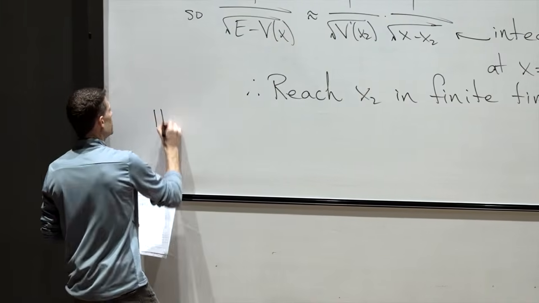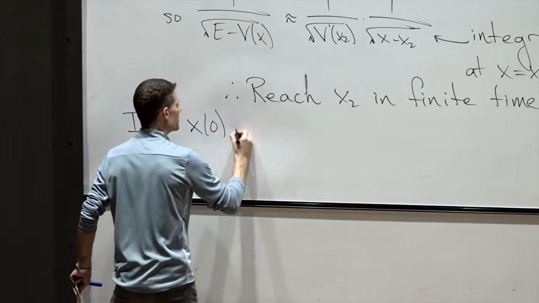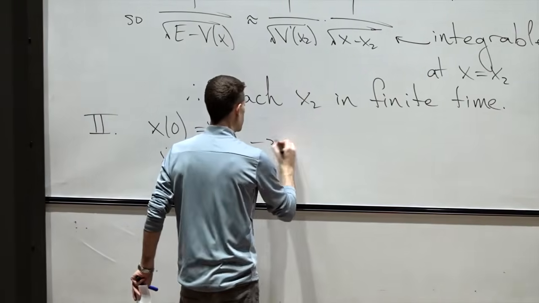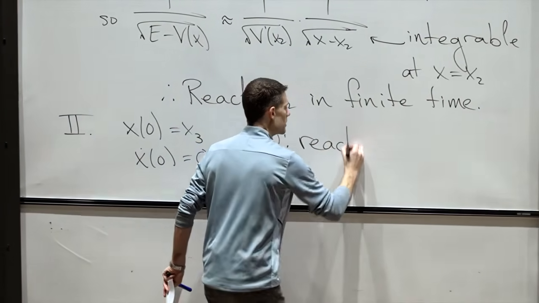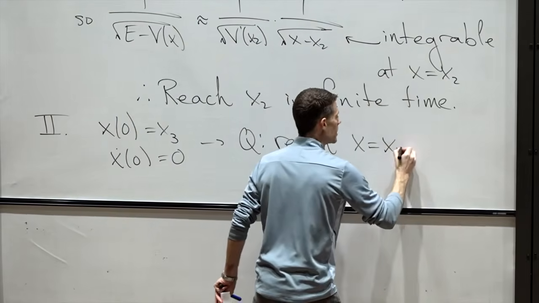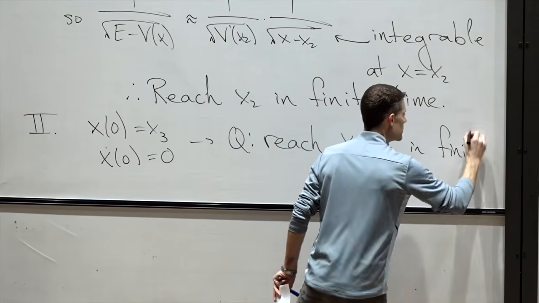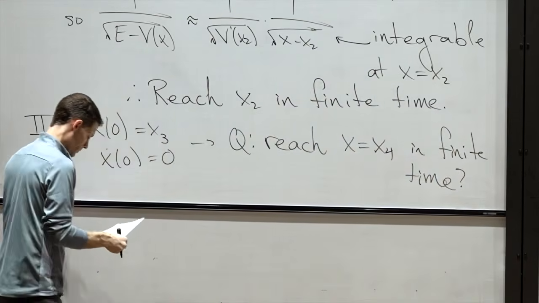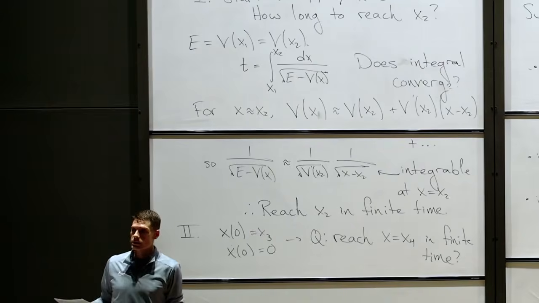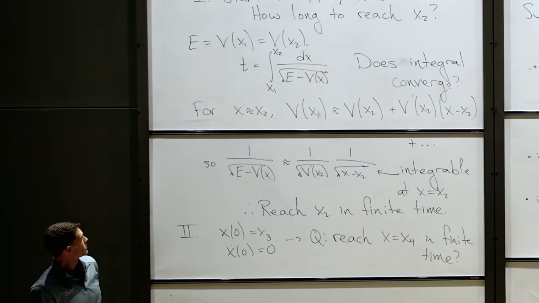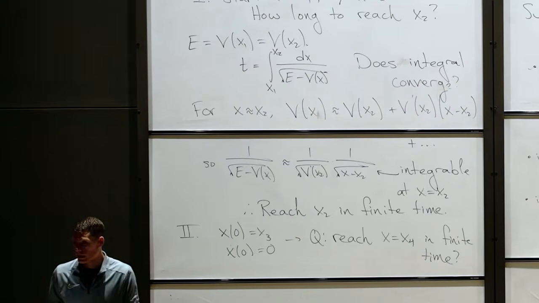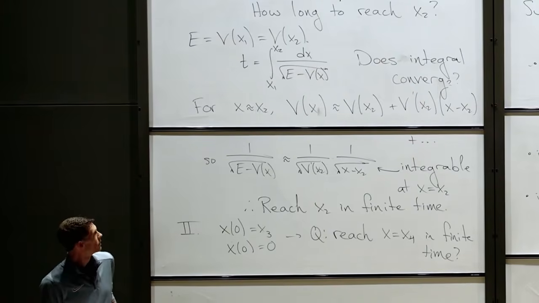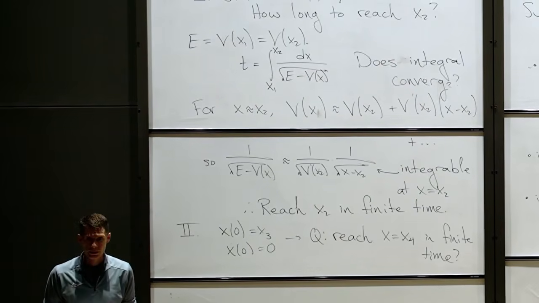So, scenario 2, x of 0 is x3, x dot 0 is 0. Question is, do we reach x4? And I make all the same arguments. I say, okay, take that integral with the e minus v, Taylor expand around x4. And what's different? Why is that kind of a special experiment?